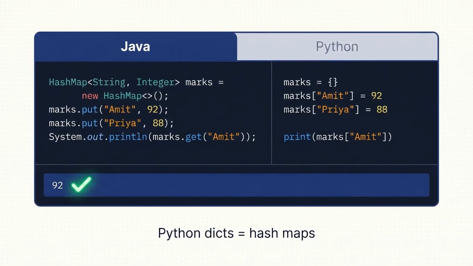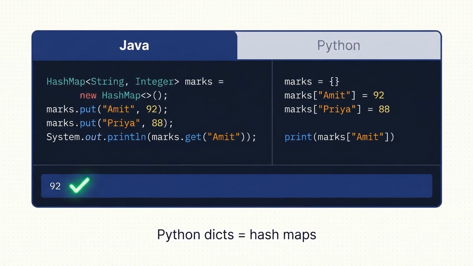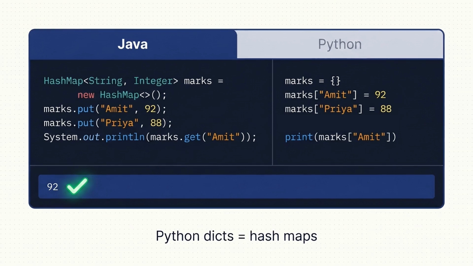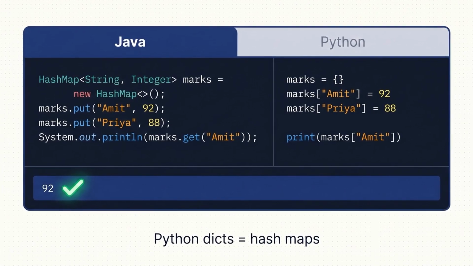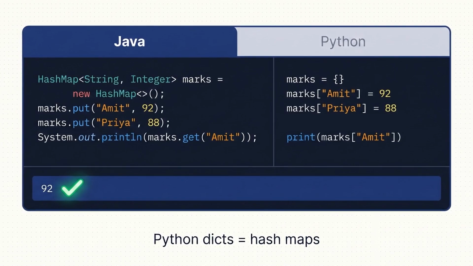Using one is even easier than understanding one. In Java, create a hash map, put Amit with 92, put Priya with 88, and get Amit outputs 92. In Python, you've probably been using hash maps all along. They're called dictionaries, and they work on exactly the same idea. Same concept, same speed, slightly different syntax.